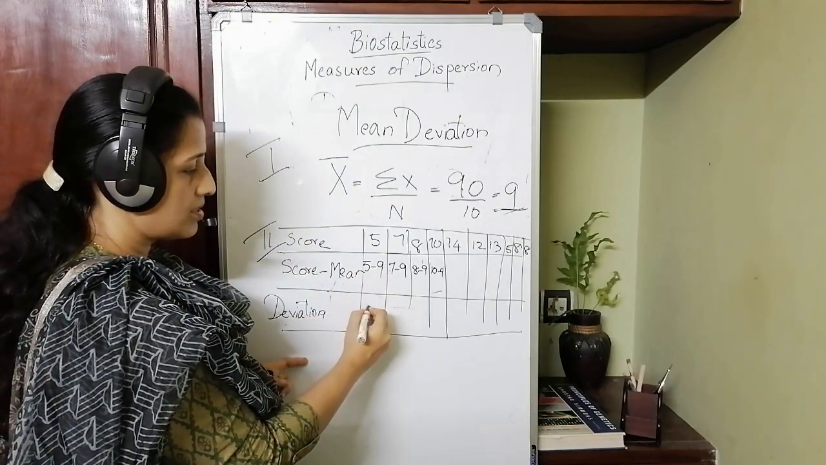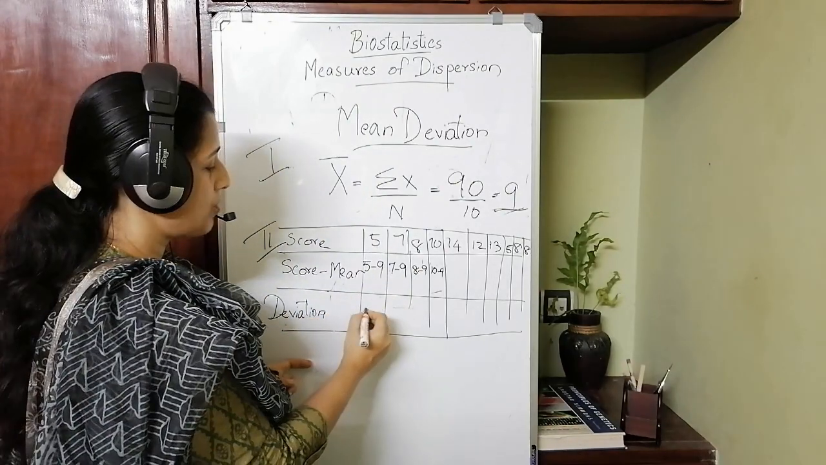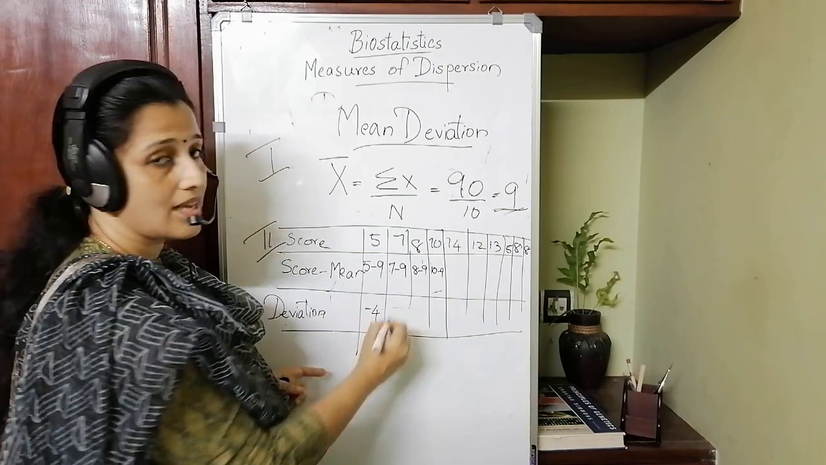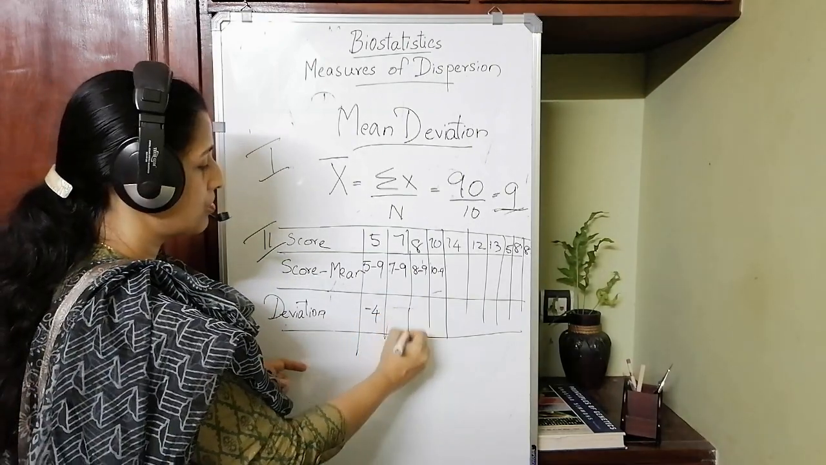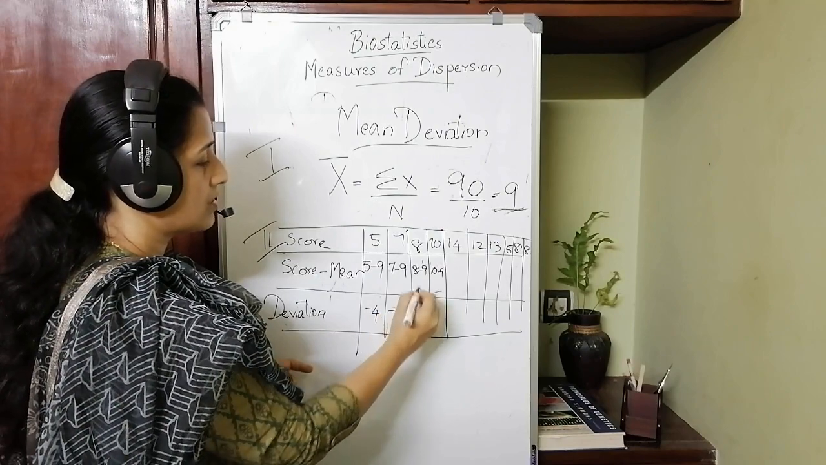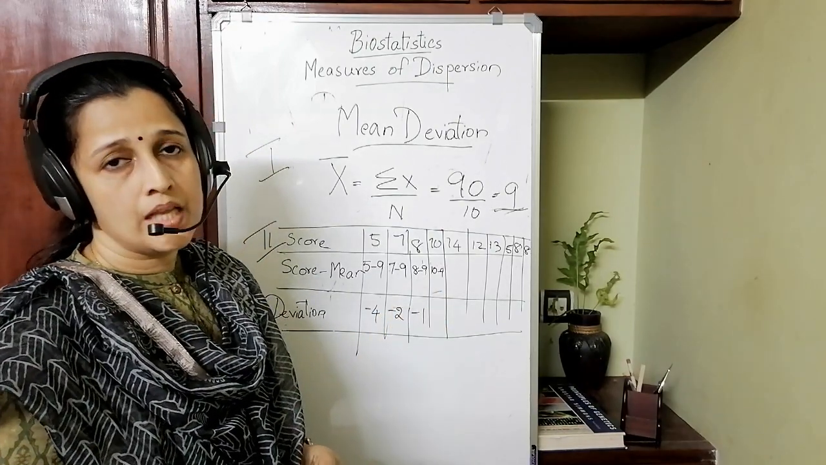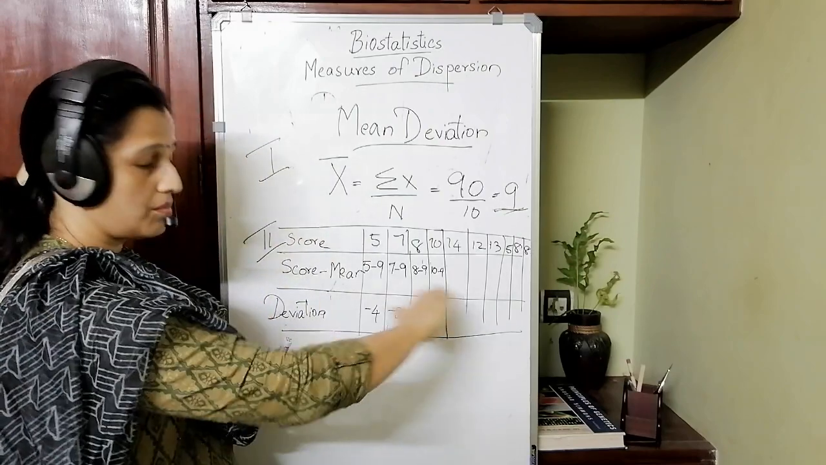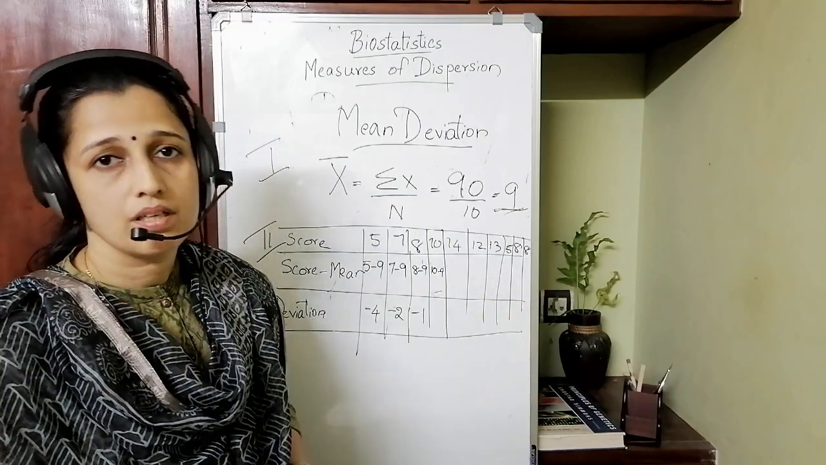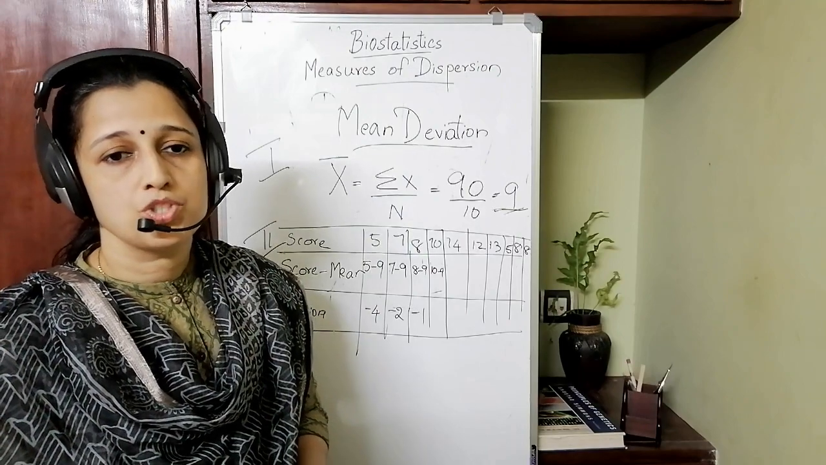And the answer for this is 5 minus 9 comes to minus 4. 7 minus 9 comes to minus 2 or negative 2. 8 minus 9 negative 1. And the next step is to complete the table shown here. The completed table is shown here.